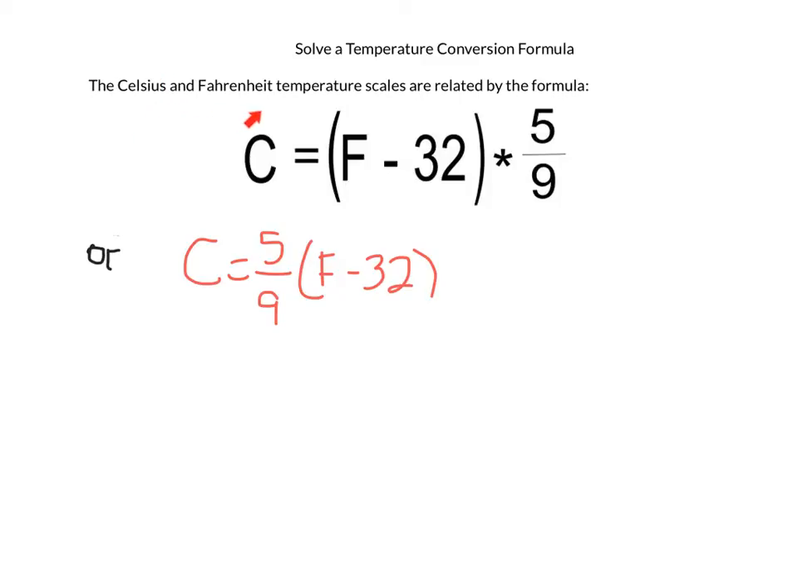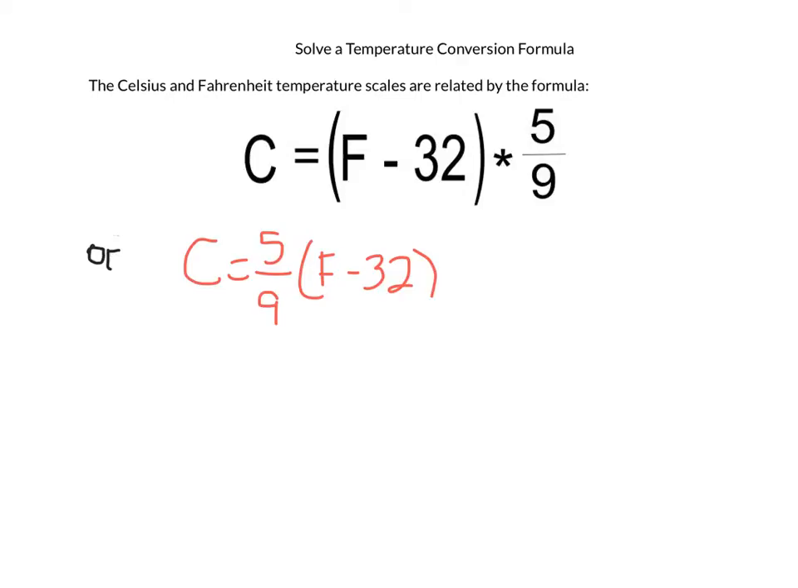The Celsius and Fahrenheit temperature scales are related by this formula here. C equals F minus 32, times 5/9. So if you're trying to figure out Celsius and you only have Fahrenheit, this is the formula that you use. I just reformatted it here. It's a little bit easier to work with.